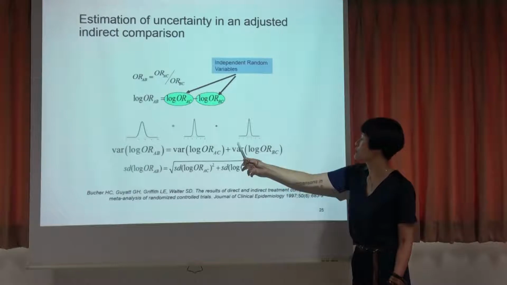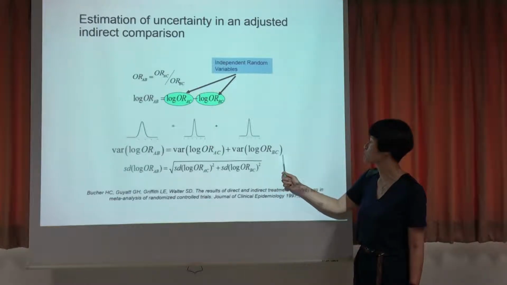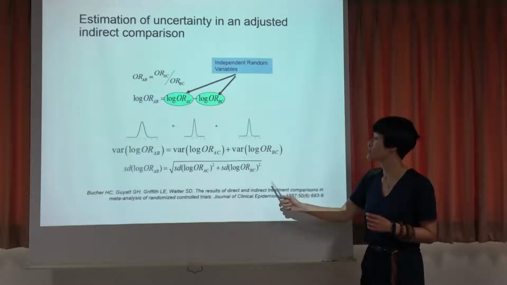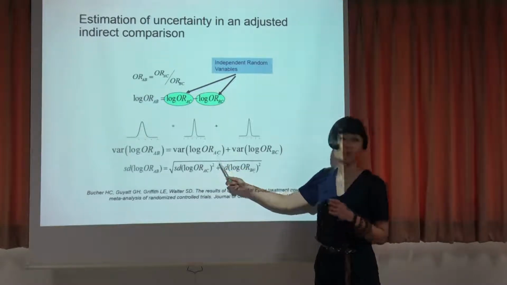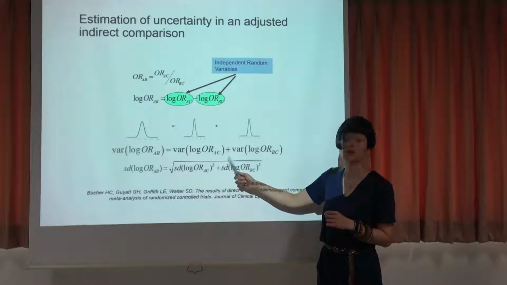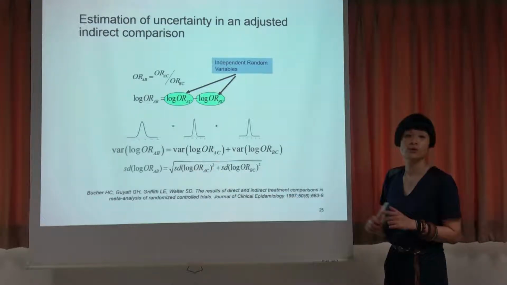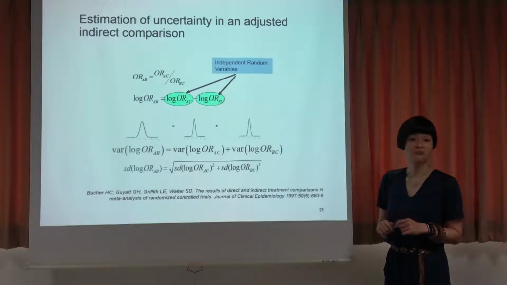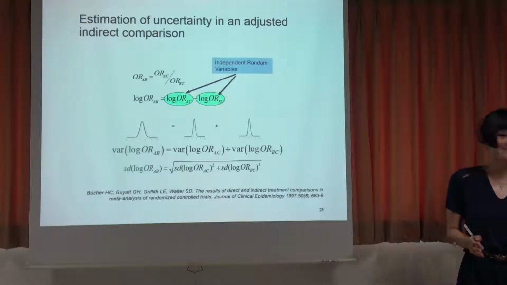So the variance of log odds ratio relative to B and C is based on the pairwise comparison. So you already know how to calculate this from the pairwise meta-analysis we talked about last week. And so combining it together will give you the variance for your adjusted indirect comparison. Yeah? Are you still with me? Good.